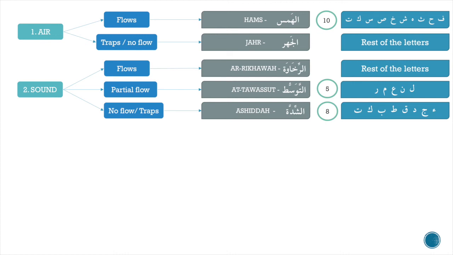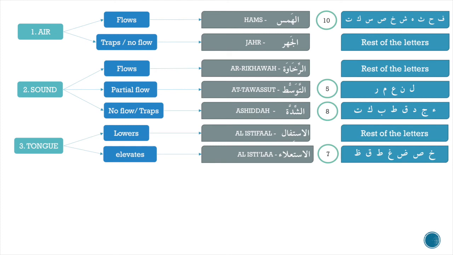For tawassut, there are 5 letters, and we learn lin umar as the terminology. And for the sound which does not flow, we learn 2 terminologies, and there are 8 letters that fall into this category. For al-rikhawa, there are the rest of the letters that remain.